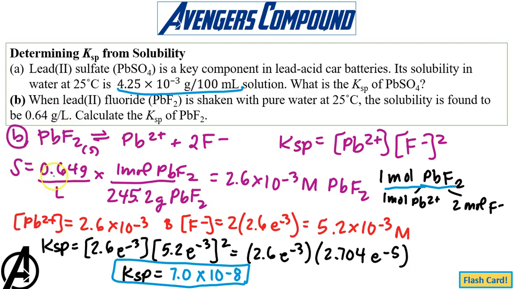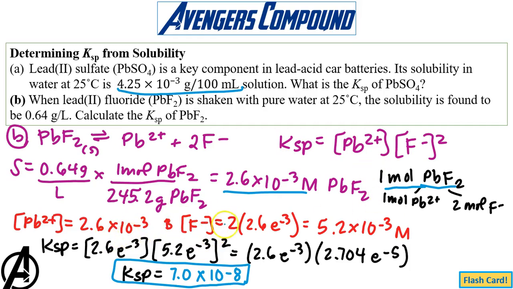So we take our 0.64 grams divided by liters and multiply it by the molar mass. I got 245.2 grams of PbF2 for every 1 mole, and that gave me 2.6 times 10 to the negative 3 molar of that PbF2. Now, PbF2, 1 single mole of it has 1 mole of Pb2+ ions and 2 moles of F- ions. We're going to use this to get our concentrations that we can plug into our Ksp expression. So for Pb2+, the concentration is just going to simply equal 2.6 times 10 to the negative 3 because it's a 1-to-1 ratio here.